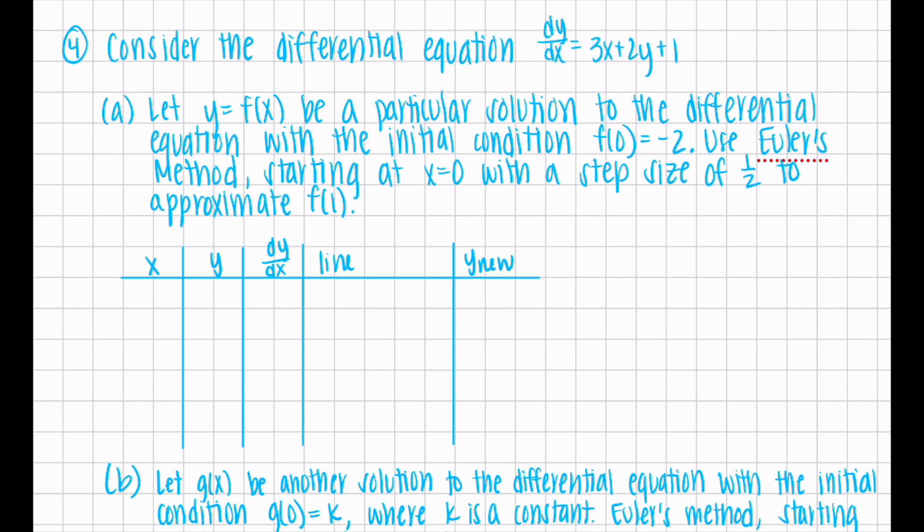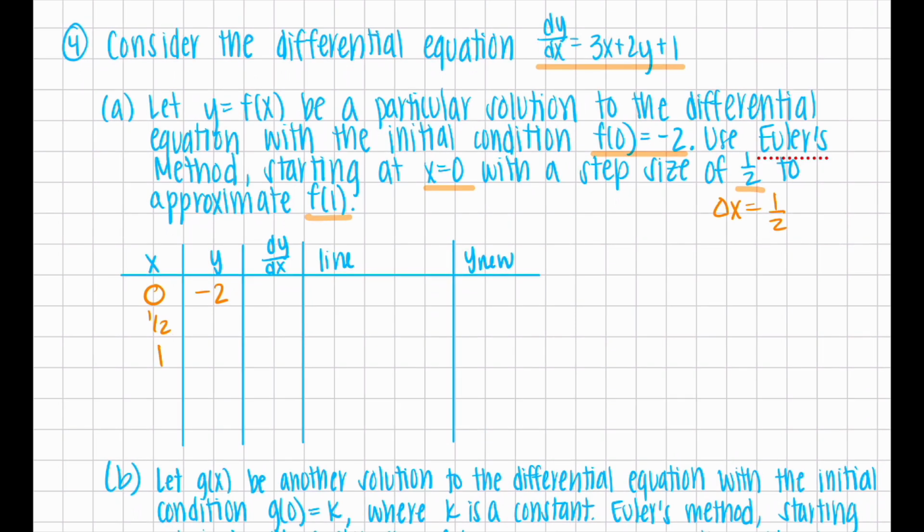For this one we have this differential equation. We have our initial condition f of 0 equals negative 2. They want us to use Euler's method starting at x equals 0 with a step size of 1/2 to approximate f of 1. So for this one, they're telling you that your delta x equals 1/2, and we're starting at 0. So I'm going to start at 0, negative 2. And I know that my delta x is 1/2, so I'm going to have 1/2. And then I'm ending at 1. So this one only has 2 steps, so kind of nice.